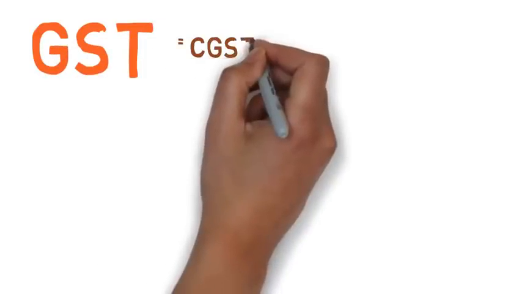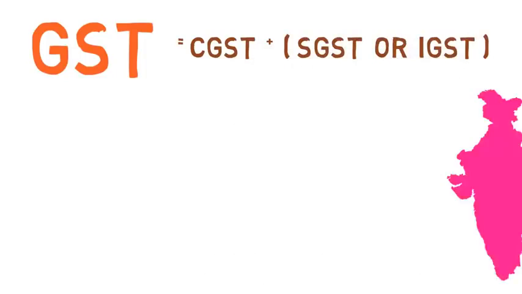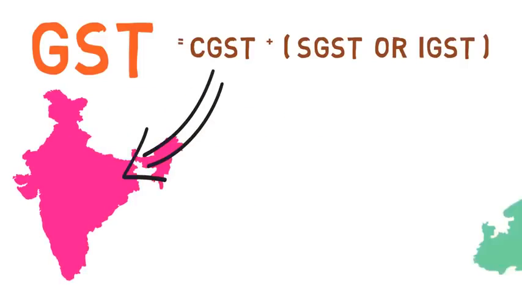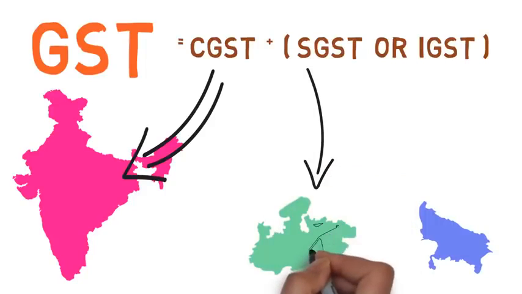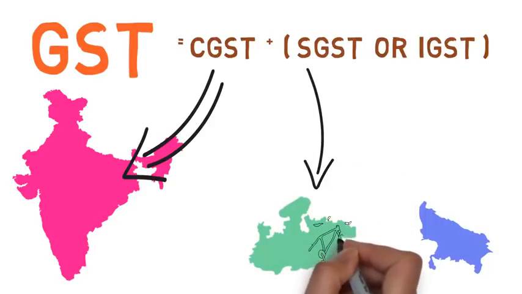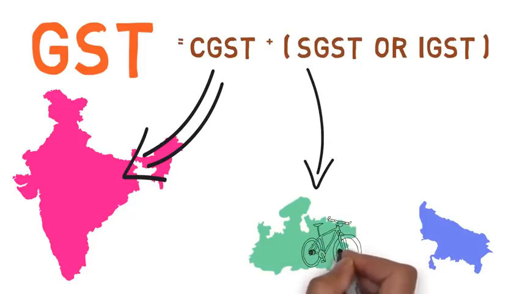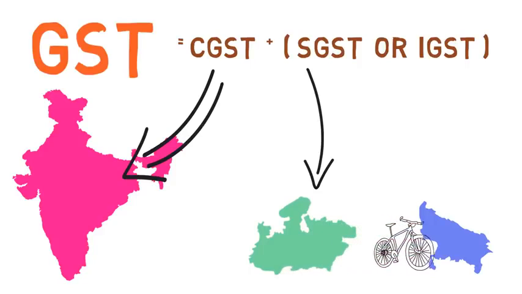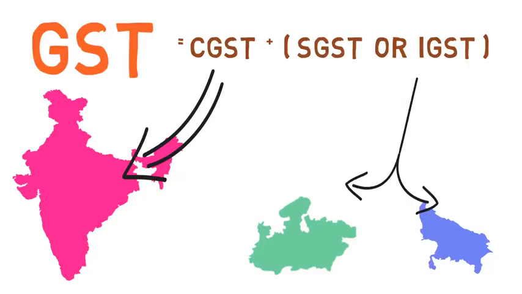GST is a combination of CGST and SGST or IGST. CGST is central GST, which is paid to the central government, SGST is the state GST which is paid to the state government, and IGST is the integrated GST which comes in the situation when goods and services move interstate. For example, product A is manufactured in Madhya Pradesh and sold in Uttar Pradesh, so IGST is distributed between both the states.